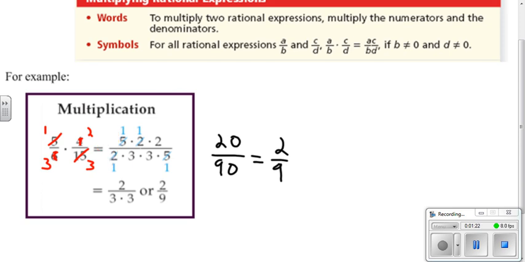Or, again, we can break things down into our prime factorizations, what they showed here. 5 breaks down to just 5. 4 breaks down to 2 and 2. 6 breaks down into 2 times 3. 15 breaks into 3 times 5. And now we just cancel things away. 5 and 5, 2 and 2. And we're left with 2 over 3 times 3, which again is 2/9. So all of these methods will work. They're all viable ways to deal with multiplying those fractions.